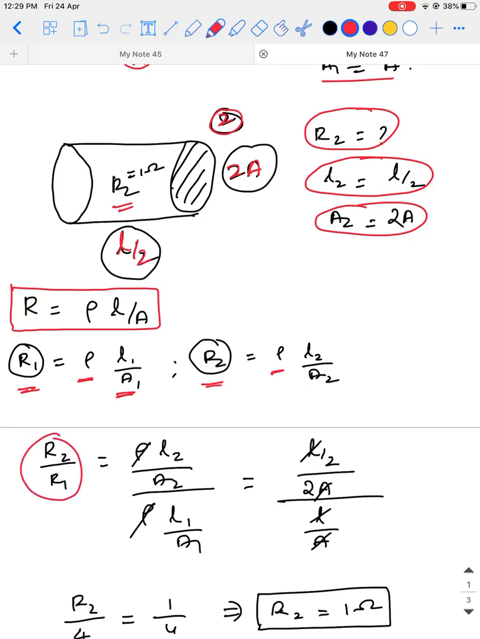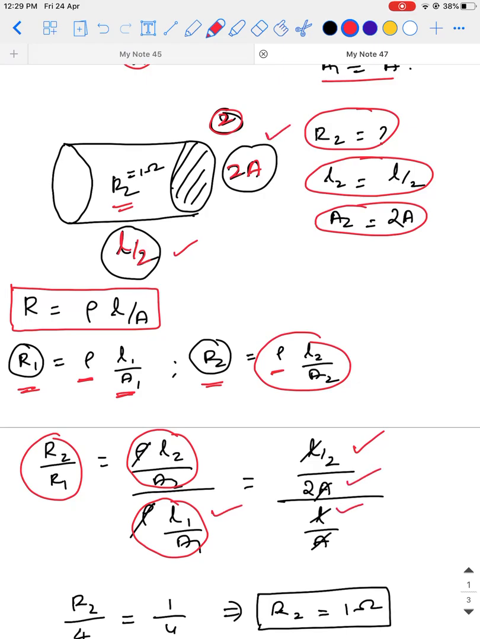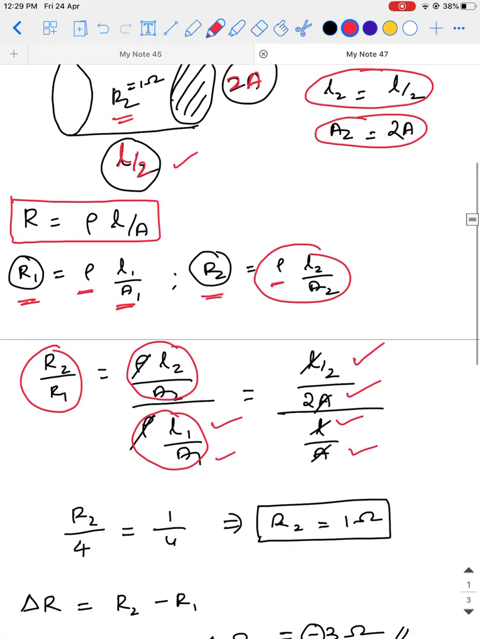So when you do R2 by R1 on the left hand side, R2 is rho into L2 by A2 and R1 is rho into L1 by A1. So rho and rho will get cancelled. L2 is going to be L by 2 and A2 is going to be 2A. L1 is going to be L and A1 is going to be A. So R2 by 4 will be equal to, why I wrote R2 by 4 is because R2 divided by R1 is going to be 4 ohm. Then L and L will get cancelled, A and A will get cancelled. So the right hand side that is left out is 1 by 4. So R2 will be equal to 1 ohm.